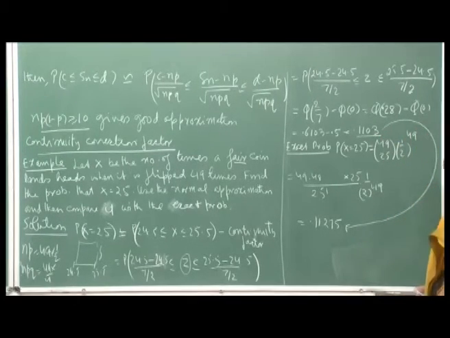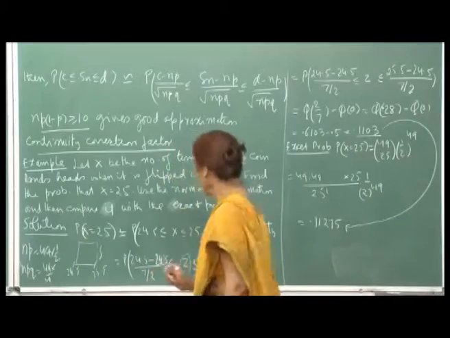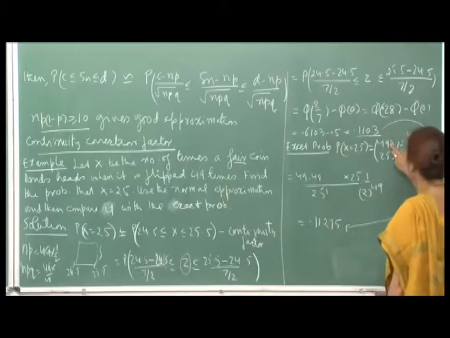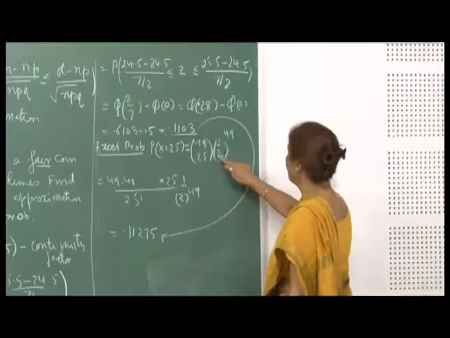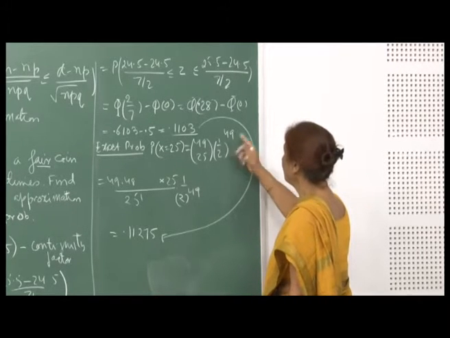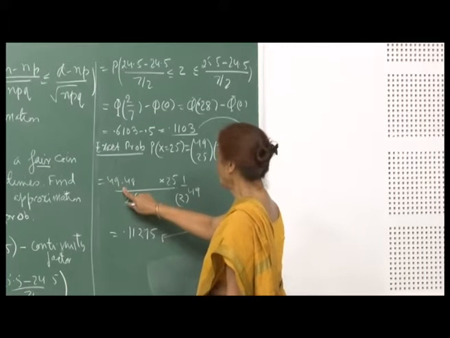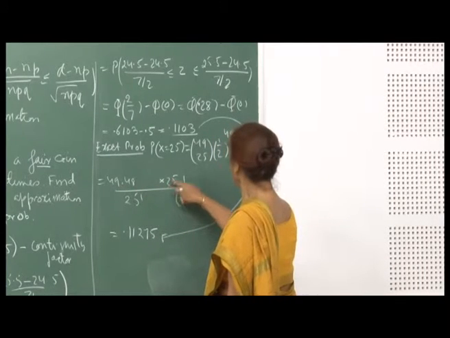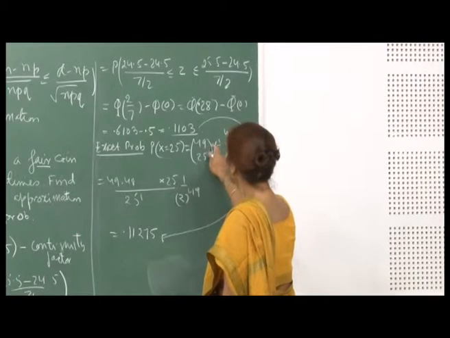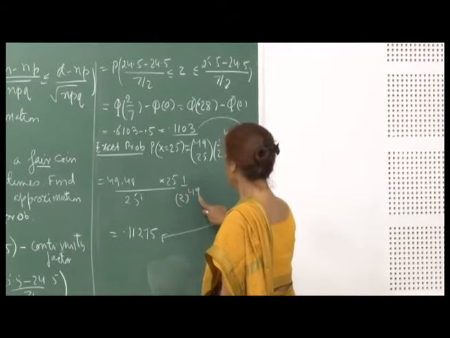Now, the exact probability, if you want to compute it using your binomial computations, is actually 49 choose 25 times 1 by 2 raised to 49. There are 49 trials and your p and q are the same. If you write out this number, it is 49 into 48 up to 25, because that will be 49 minus 25 plus 1, and then 25 factorial, times 1 upon 2 raised to 49.